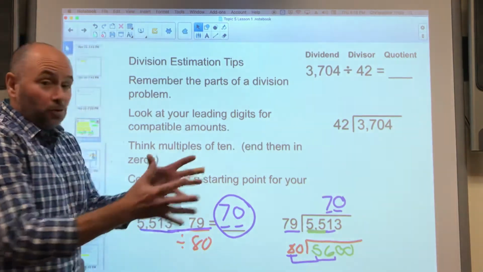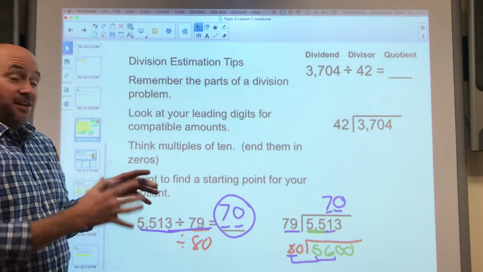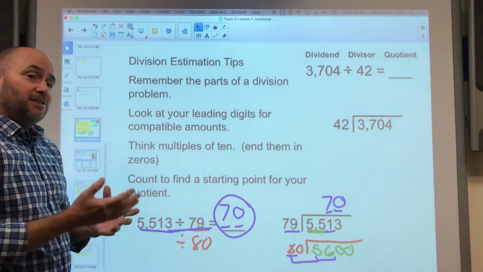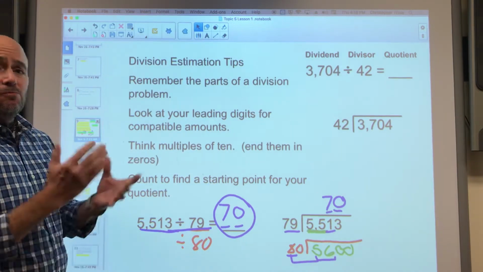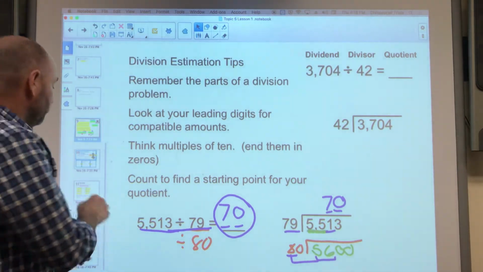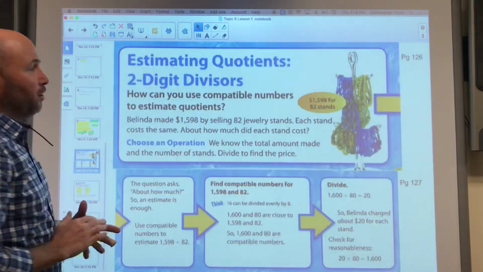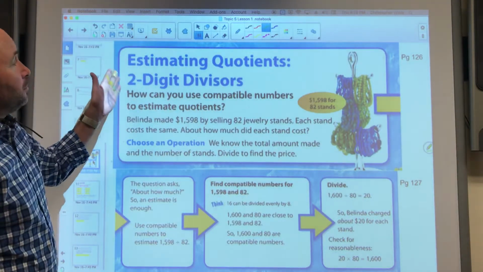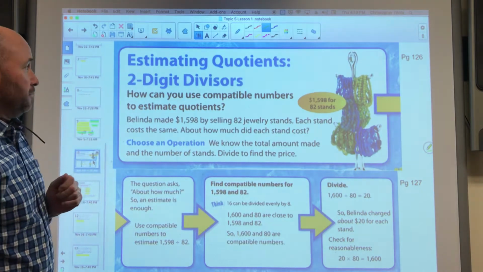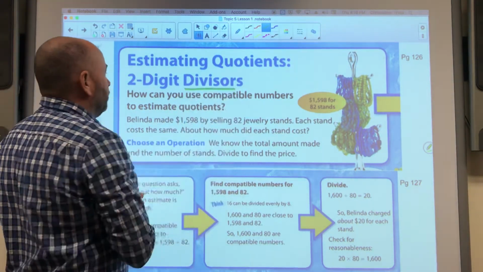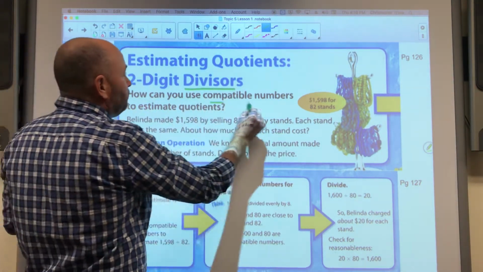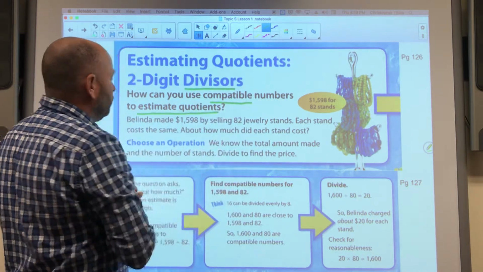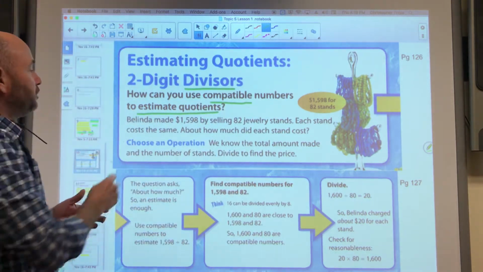All right, so that's quite a bit of information, and actually, that's the whole process of estimating in division when you divide by 2 digits. All right, but let's take a look at what the book has to say. All right, estimating quotients, 2-digit divisors. Notice how they use the vocabulary. How can you use compatible numbers to estimate quotients? They give us a situation.